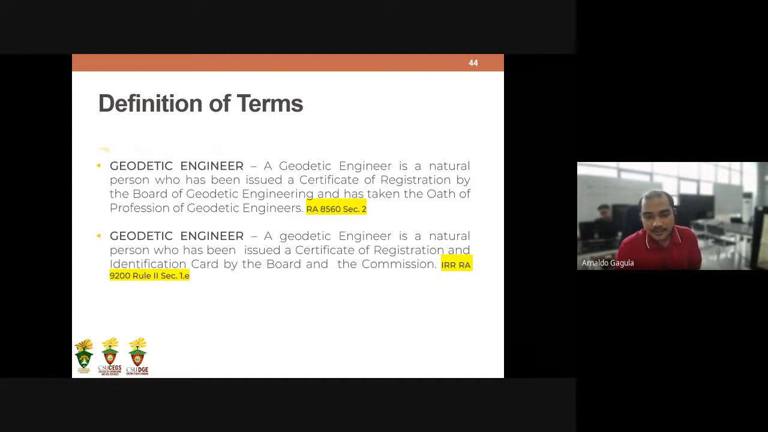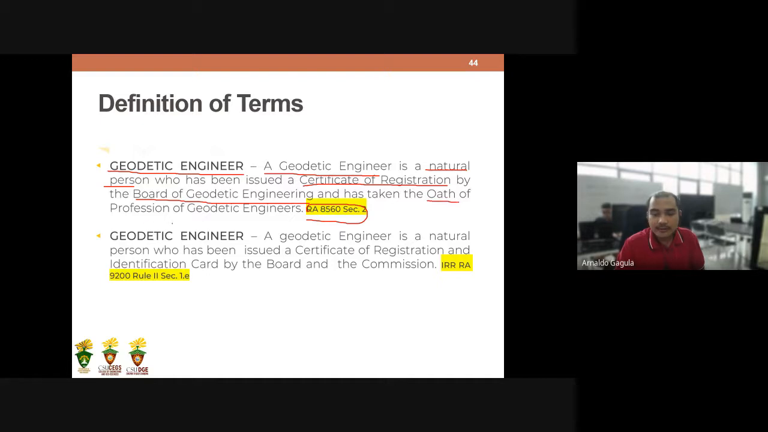So let's define the term geodetic engineer. According to RA 8560, Section 2, or the Geodetic Engineering Act, a geodetic engineer is a natural person who has been issued a certificate of registration by the Board of Geodetic Engineering and has taken oath of profession of geodetic engineers. Pag muintang geodetic engineer, kanang lisensyado sa Board of Geodetic Engineering or the PRC or the Philippine Regulatory Commission.